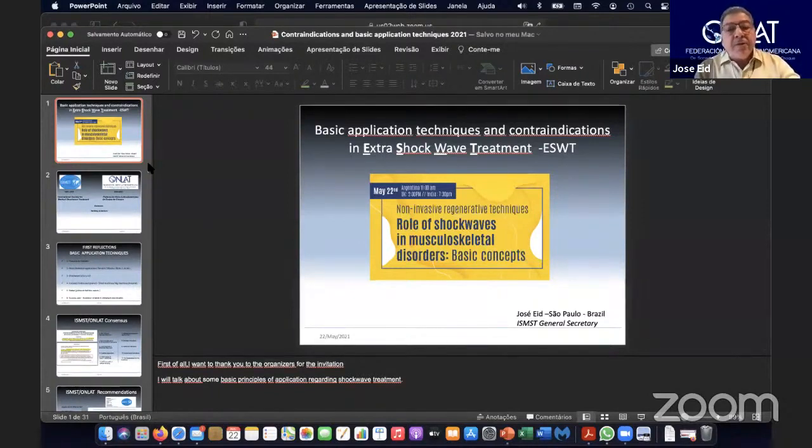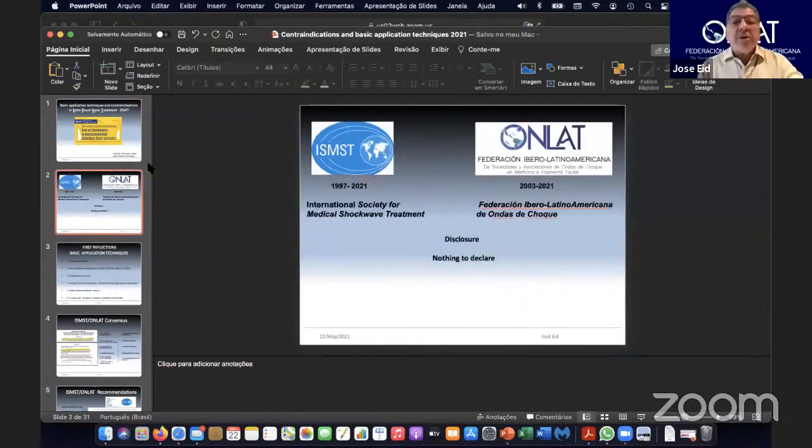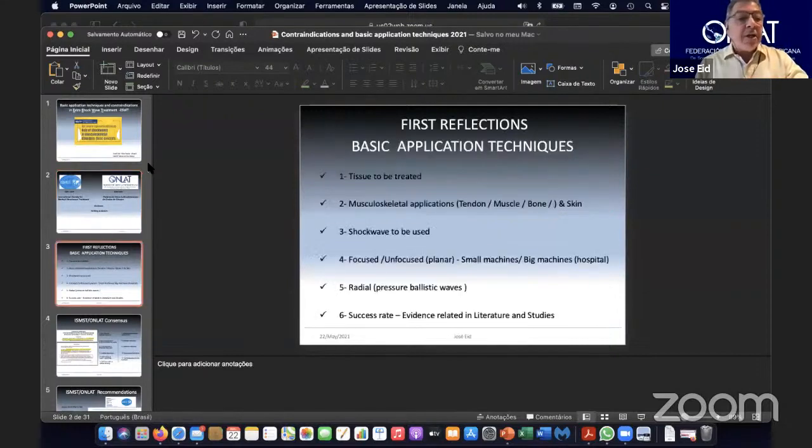I will talk about the basic application techniques and the contraindications about shockwave treatment. I have nothing to declare, and when we think about shockwave treatment in orthopedic and musculoskeletal disease.